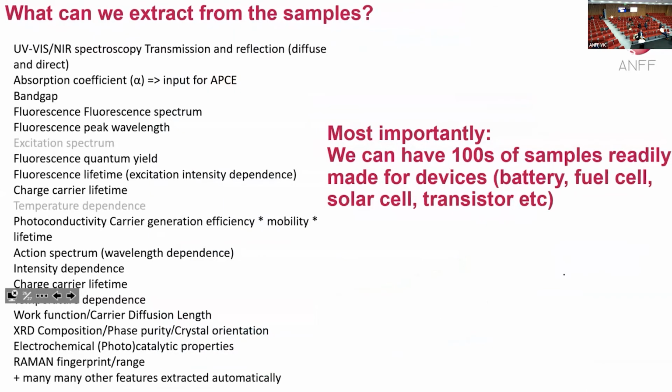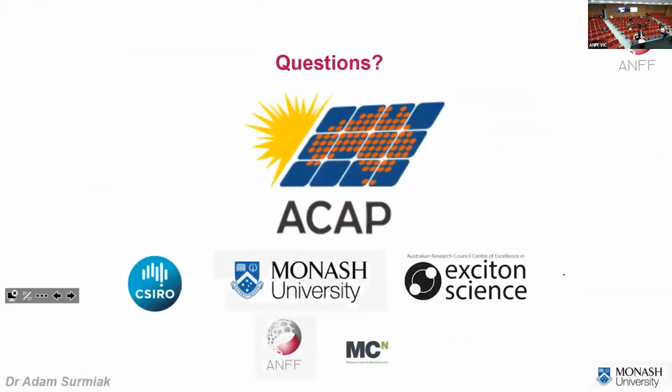So what can we actually extract? We can extract the transmissions, reflections, absorption, band gap, fluorescence. You can read pretty much everything that I listed there. But most importantly, we can have hundreds of samples per day, and then you can put them into your device. You can take them out of the system. You can make your battery, fuel cell, solar cell, or transistor. It's all up to you. Any questions? Sorry, I rushed through because 10 minutes is just not enough.